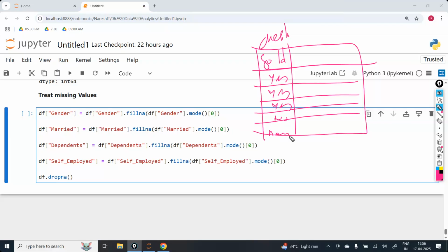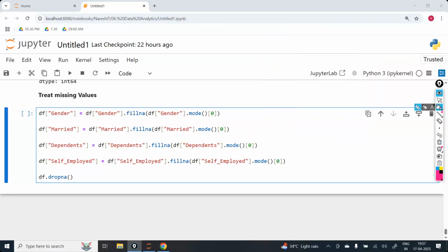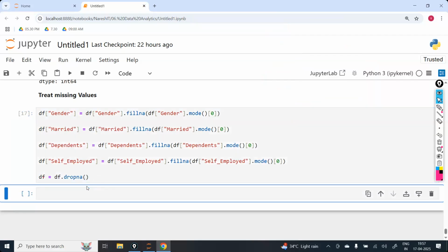Is the point clear? So in the gold loans, the gold check column is more important. Here it is not important, but there it is important. Like that, once we understand the business problem, we have to do the data cleaning accordingly. Now we are going to write: df is equal to df dot dropna. For the remaining things, you do the drop. Like this we are going to treat the missing values.